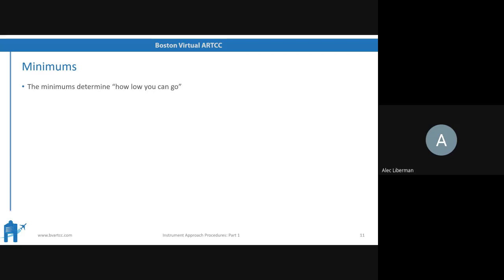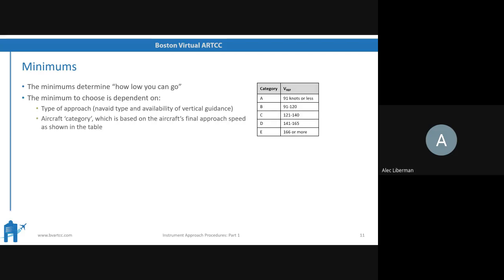Minimums. How low can you go? The minimum to choose depends on the type of approach, in other words, the nav type and the availability or lack thereof of vertical guidance; the aircraft category, which is based on the aircraft's final approach speed for that approach as shown in the table; and the landing option, such as a straight-in, a sidestep, or a circle.